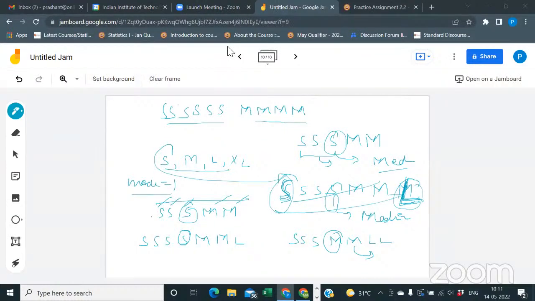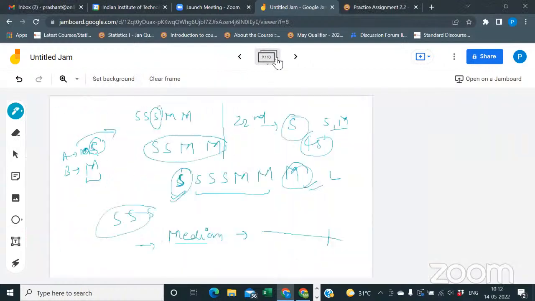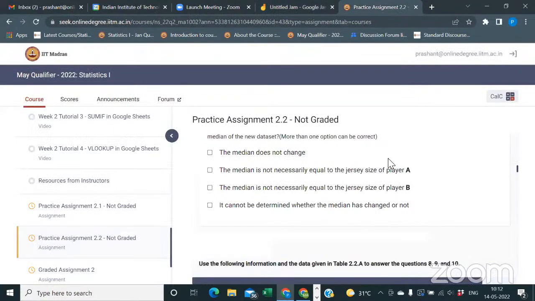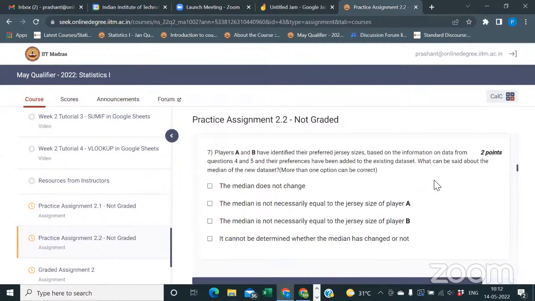Sir, just talking with respect to only this particular question, based on that statement also we can tick the correct option, right? Because median does not change and median cannot be determined. Those are A and D, right? A and D is not correct. A and B is the correct one. Option number 1 and option number 2 are right. Okay, because I did not solve it.